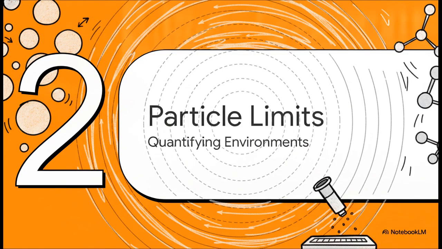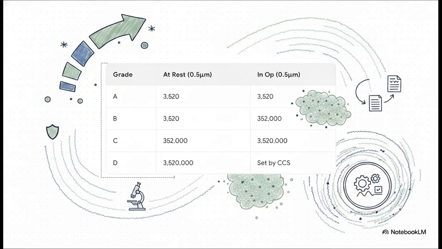Moving on to Section 2, particle limits, quantifying the environments. So, now that we know the grades, we have to quantify them. This is Table 1, direct from Annex 1, setting out the maximum permitted airborne particle concentrations. Now, what's really interesting here is how the limits jump exponentially as you step outward from that critical zone towards grade D. I mean, just look at the in-operation column for particles at greater than or equal to 0.5 microns.